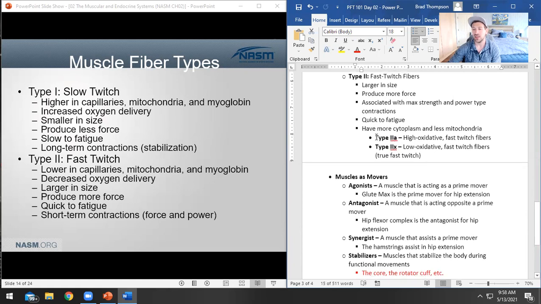We typically associate type 2A fibers with bodybuilders or professional athletes. People who have a relatively good amount of endurance and are relatively strong, but they're not as strong as a full-on power lifter.